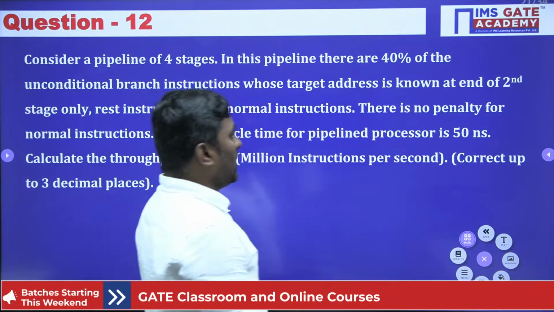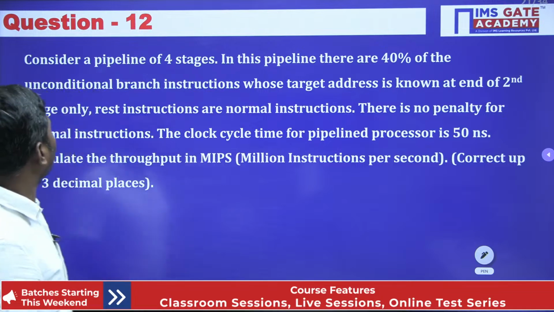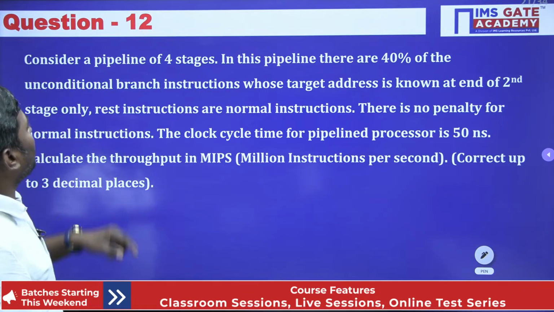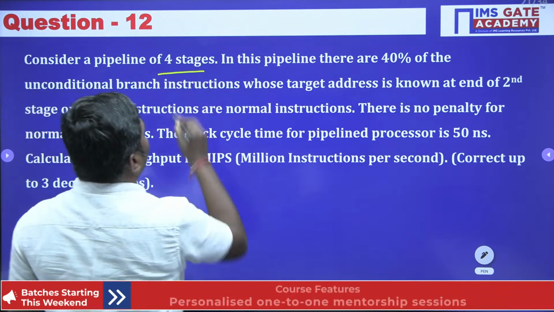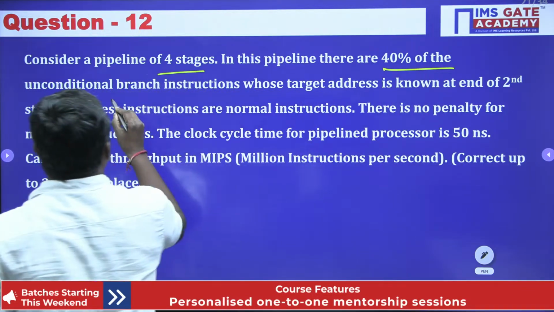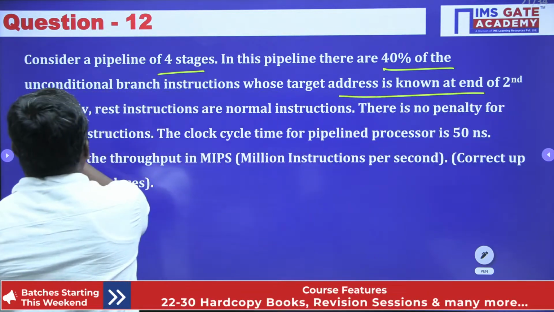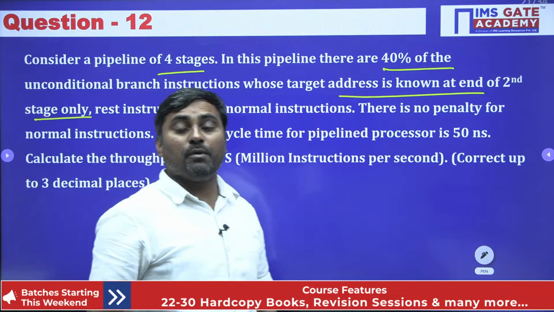So now let's look at another question. What does the question say here? Consider a pipeline of 4 stages. In this pipeline, there are 40% unconditional branch instructions whose target is known at the end of the second stage only. Unconditional branch, this is the case.